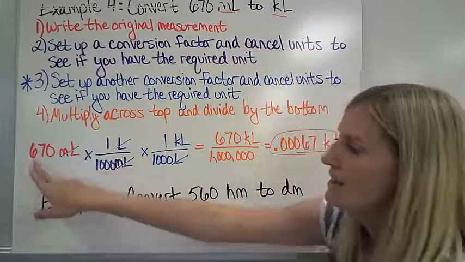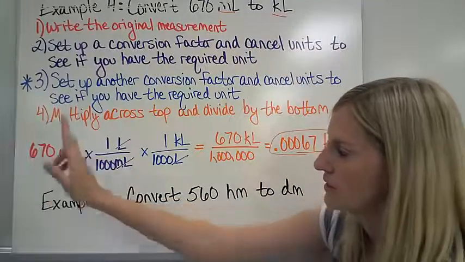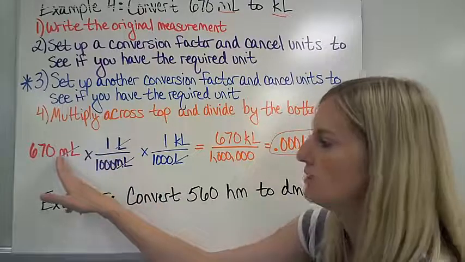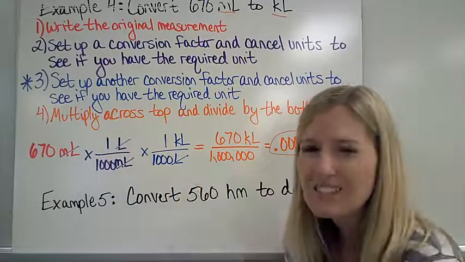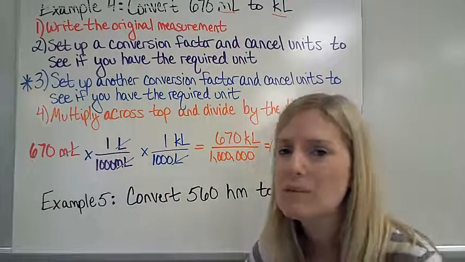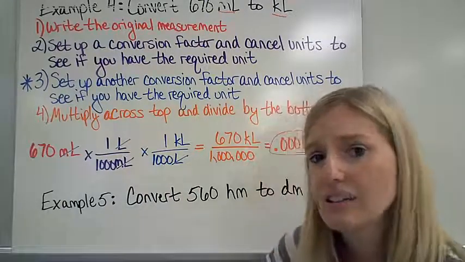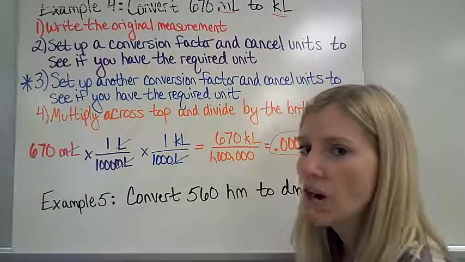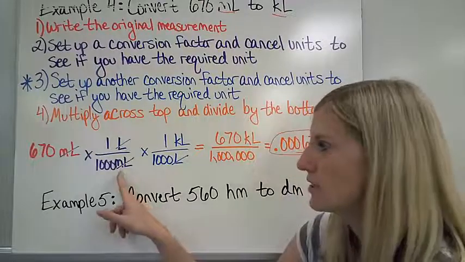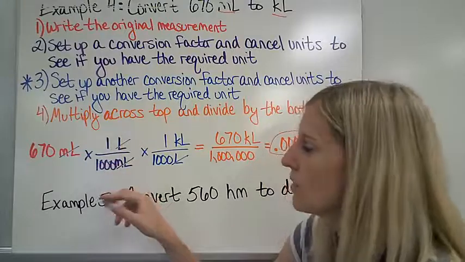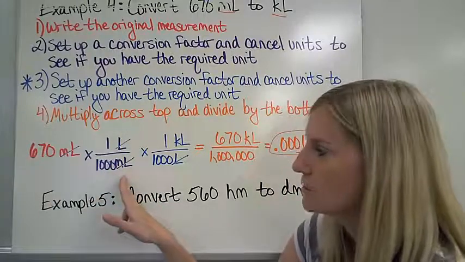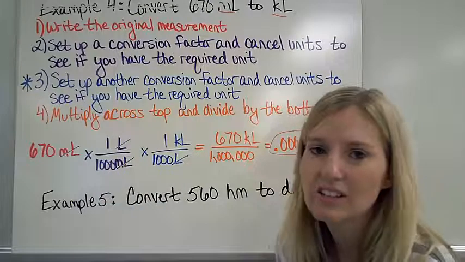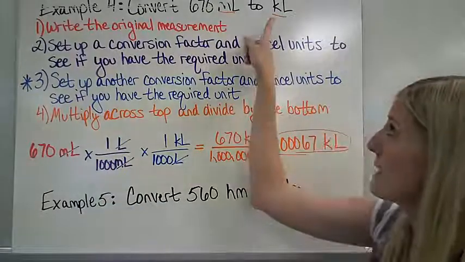But when I do that, so 670 milliliters times my conversion factor, milliliters goes on the bottom, liters goes on the top, because it's kind of difficult to remember how many milliliters there are in a kiloliter, for example. But you probably know how many milliliters are in 1 liter. So that's our first conversion factor. But when I do that and I cancel my milliliters, then I'm just left in liters. That's not what I need for my answer.